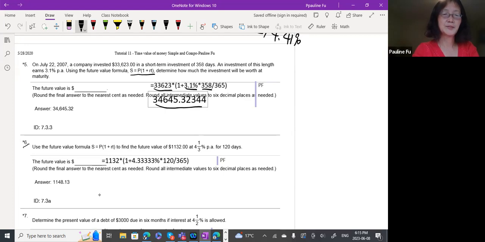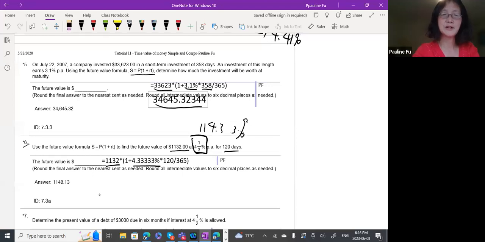Use future value S equal to P times 1 plus RT to find the future value of $1,132 at 4 1/3% per annum for 120 days. Again, directly plug in formula. P, $1,132 times bracket 1 plus R. R is 4.333%. So this is the same as 4.3333%.